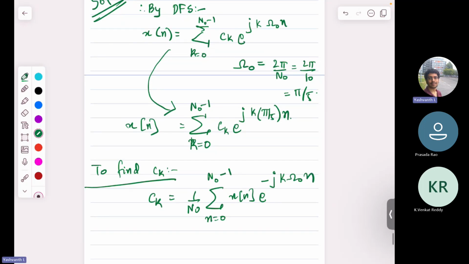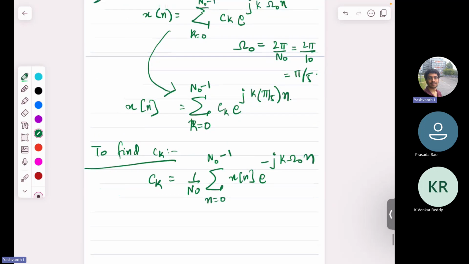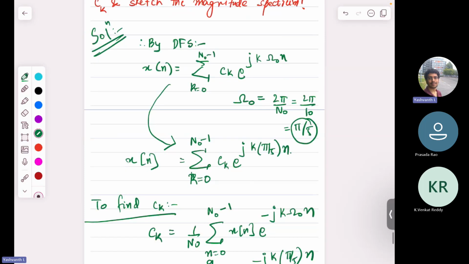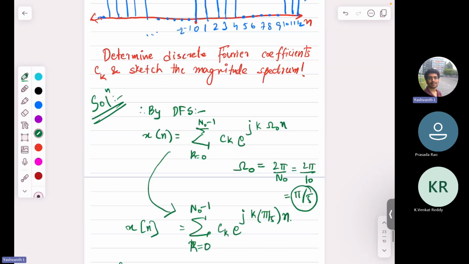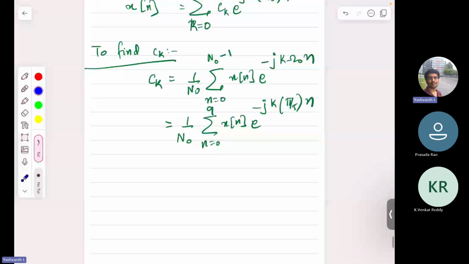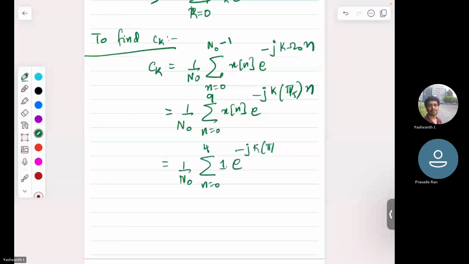Okay, but now what is the x? Okay, let me write down step by step. 1 by n naught, summation n equal to 0 to what is n naught minus 1? 9, right? Because n naught is 10, so 0 to 9 of x of n into e power minus j k omega naught, which is nothing but pi by 5, into n. Now if you look at x of n, it is having the value 1 from 0 to 4, but from 5 to 9 it is having the value 0. Correct? That means you can simplify this summation as 1 by n naught summation n equal to 0 to 4 of x of n, which is 1, into e power minus j k pi by 5 n. Is it clear? Yes, sir.